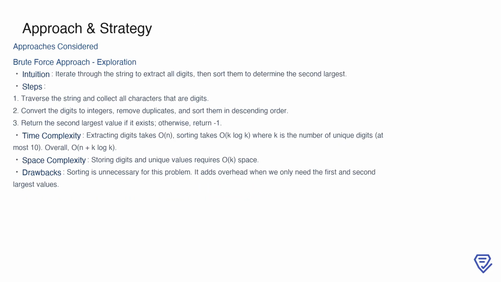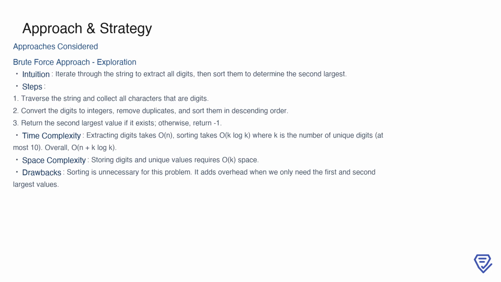To begin, let's explore a brute force approach to solve this problem. The intuition here is fairly straightforward. Since we're looking for the second largest digit in the string, we can start by iterating through all the characters to extract the digits. Once we have all the digits, we convert them to integers, remove duplicates, and sort them in descending order. After sorting, the second largest digit will be the second element in the sorted list.